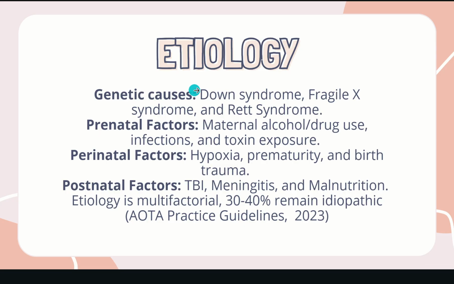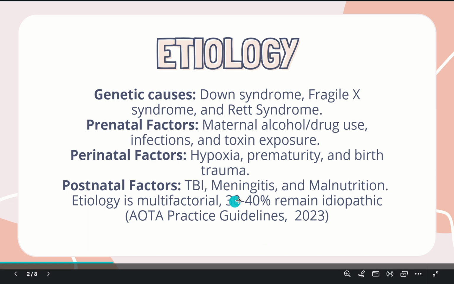Etiology: genetic causes could be Down syndrome, Fragile X syndrome, or Rett syndrome. Prenatal factors: maternal alcohol or drug use, infections, and toxin exposure. Perinatal factors: hypoxia, prematurity, and birth trauma. Postnatal factors: TBI (traumatic brain injury), meningitis, and/or malnutrition. Etiology is multifactorial. 30 to 40% remain idiopathic.